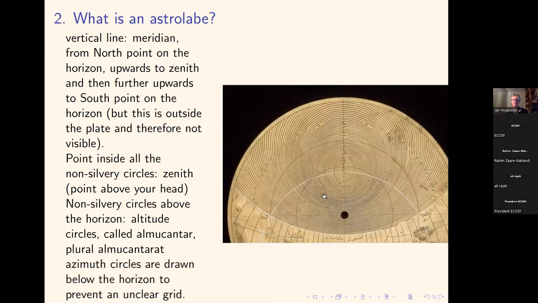And then we need a second type of circle, so-called azimuthal circles, which give direction, like this one. Usually on the astrolabe there are many more, but in Al-Haddad's astrolabe there are only azimuthal circles below the horizon, because otherwise the grid would be too complicated and too confusing. Therefore, he only drew them below the horizon. But if you are clever, then you don't need them above the horizon. You can do what you want also by azimuthal circles below the horizon.